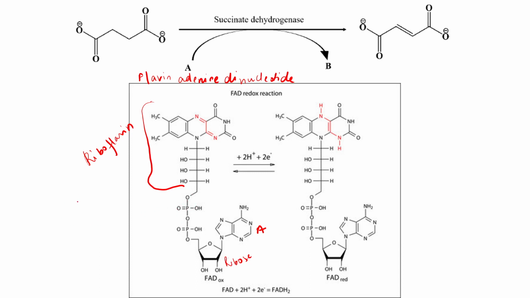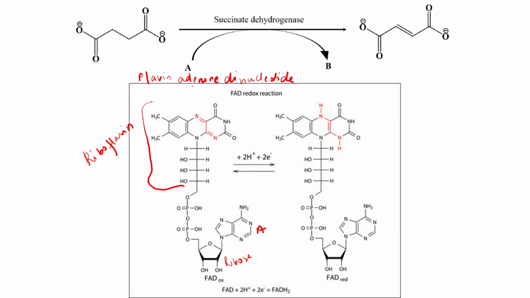You remember, two nucleotides attached by a phosphodiester bond are called dinucleotides. So here this is the second nucleotide. Here we have riboflavin that is attached to a phosphate group, which is again attached to another phosphate by a phosphodiester bond. This phosphate is attached to a ribose sugar and adenine. So we have flavin, that is riboflavin, adenine, dinucleotide.